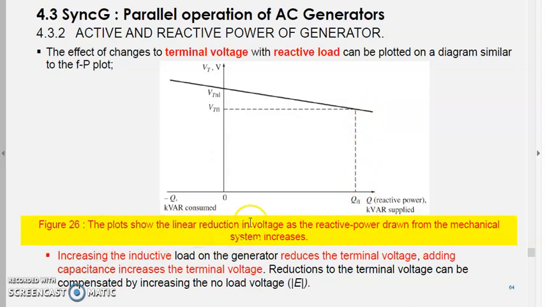So the plot shows the linear reduction in voltage as the reactive power drawn from the generator increases. The higher the reactive power we draw, the lower the terminal voltage will be measured. When we increase the inductive load on the generator, it will reduce the terminal voltage. If we add capacitance, it will increase the terminal voltage. So inductive load will reduce the terminal voltage, meanwhile capacitive load will increase it. The reduction of the terminal voltage can be compensated by increasing the no load voltage. You have to increase the whole graph here.